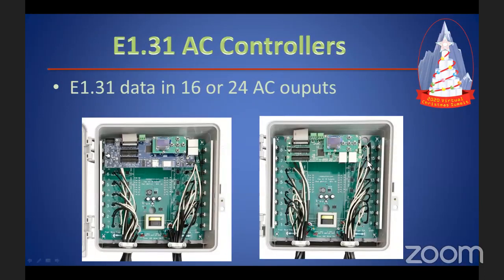And then there's a couple of controllers made by Holiday Coro that actually take E1.31 and then convert it to AC. So this would kind of be like a pixel controller. You give it one E1.31 universe, and you can control 16 or 24 outputs with a dedicated controller, and you don't have to run it off of another controller.